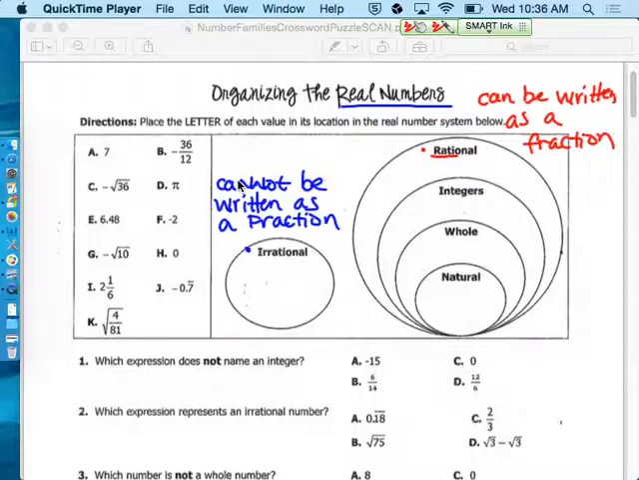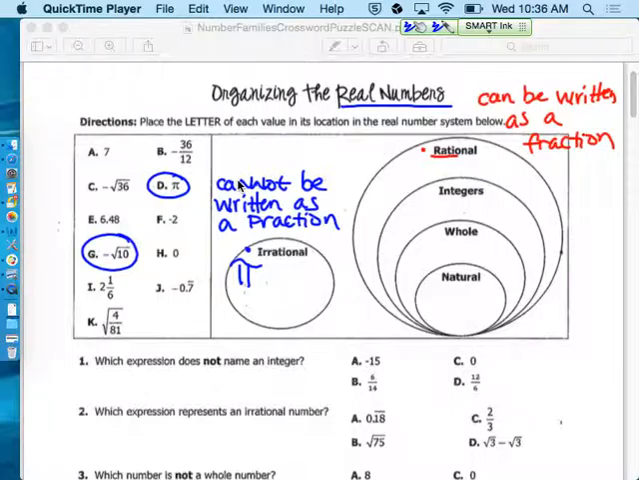So you're given some numbers over here, A through K, and you're asked to figure out which category or which subset they fall into. The most famous irrational number is pi. The pattern never repeats, you can't predict what's coming next. So pi is the most famous irrational number.